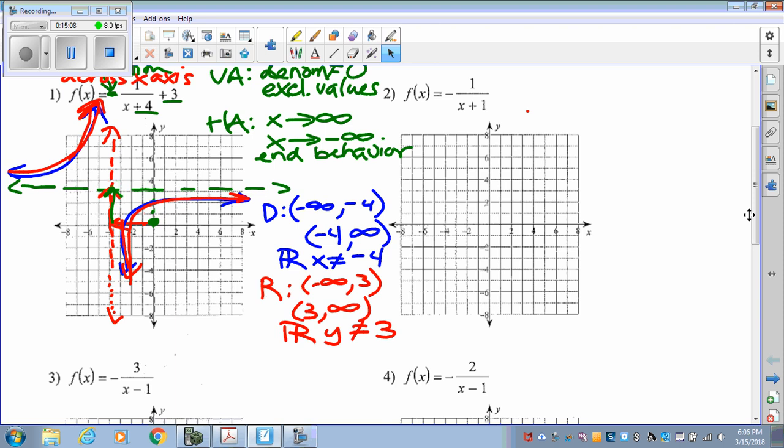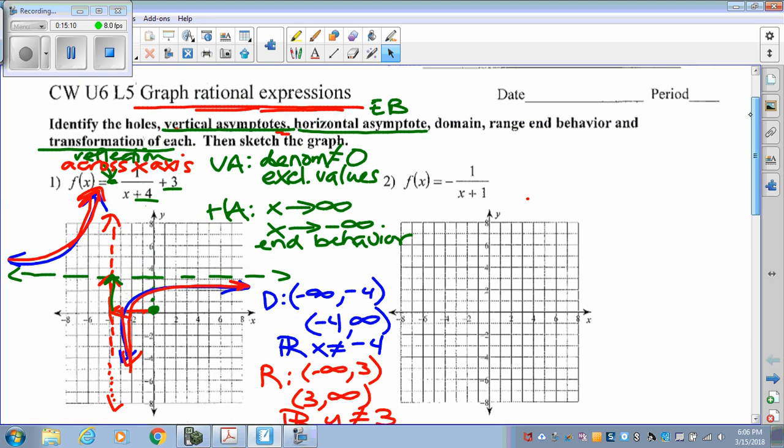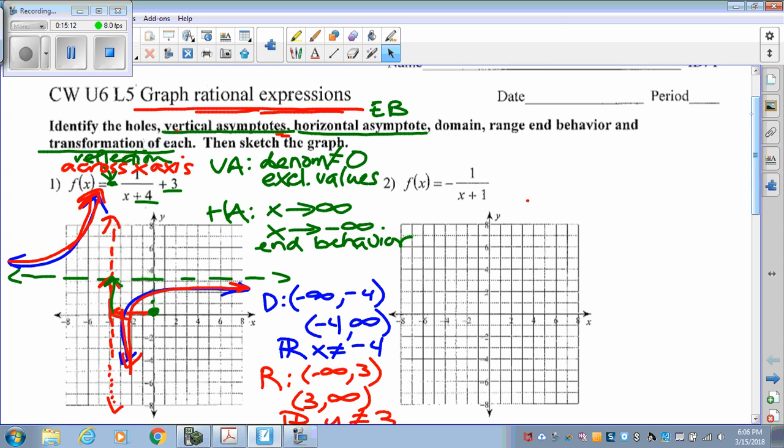And then the last question was about holes. There are no holes here, because a hole would be where you have a factor in your numerator and your denominator. So we don't have any holes there.